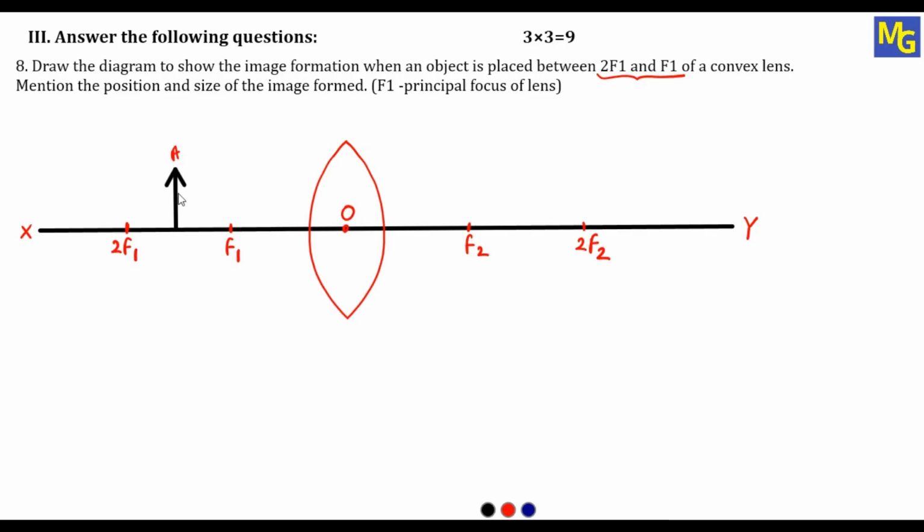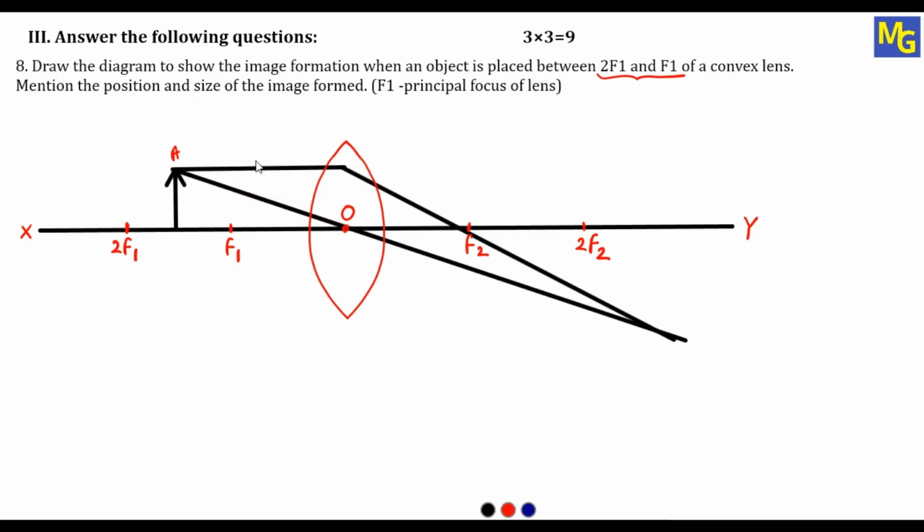Now from this object, some rays will go parallel to the principal axis and some rays will pass through the optical center. The parallel ray gets refracted at the lens, and the ray going through the optical center goes straight. Both the rays will meet somewhere on this side, and wherever they meet, we are going to get our image. So let's draw the rays.